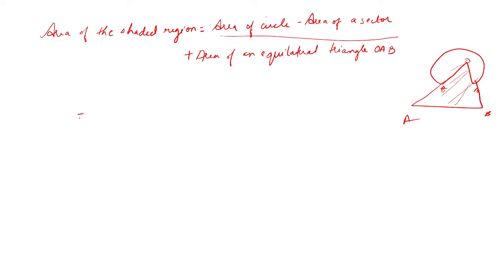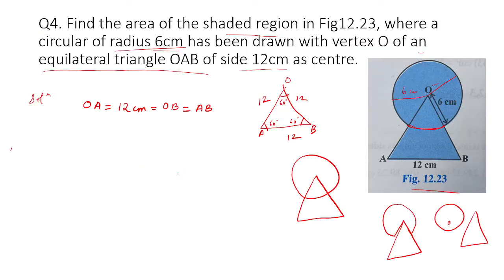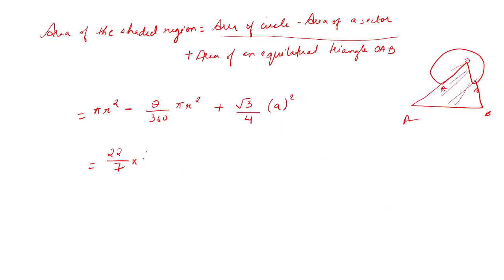Therefore, area of a circle is pi r square. Area of a sector is theta by 360 pi r square. Area of an equilateral triangle, if you remember, is root 3 by 4 side square, okay? Side square can be written as a square. Now, pi is going to be 22 by 7. The radius of the circle is given as 6 centimeter. So 6 centimeter into 6 centimeter.